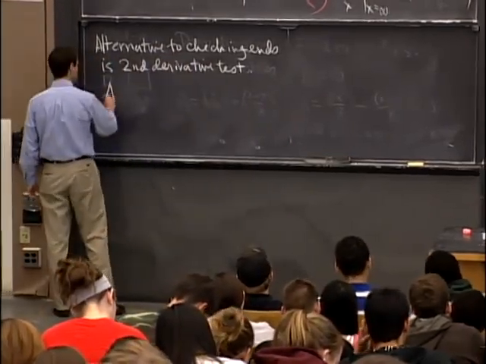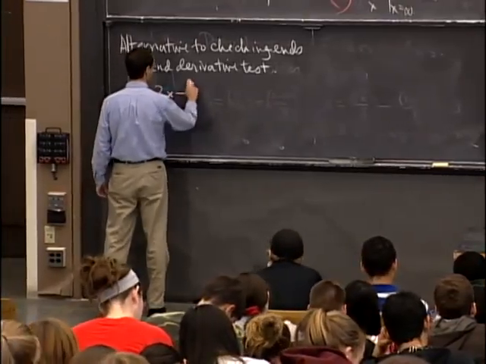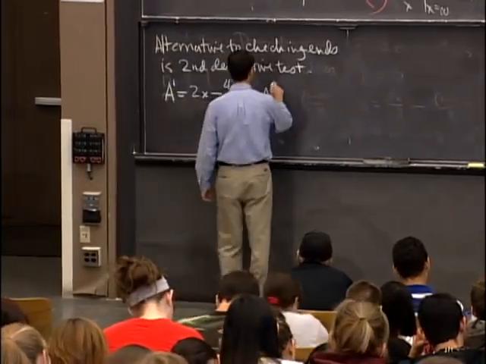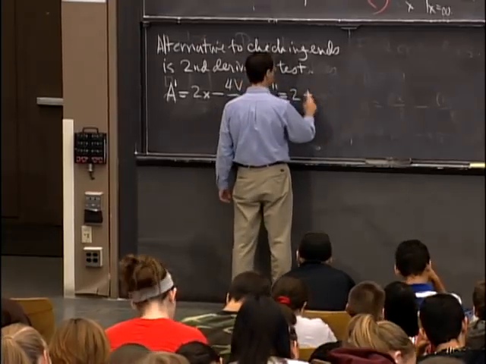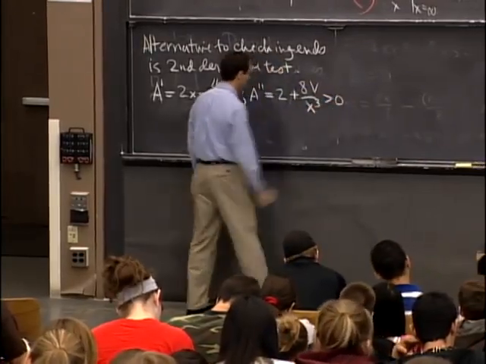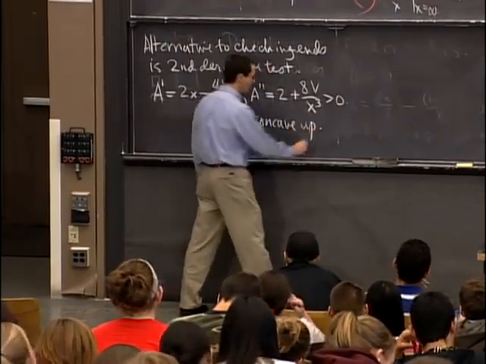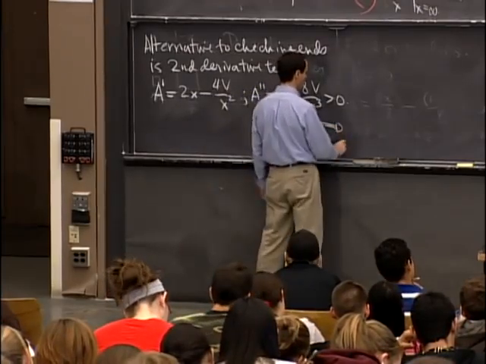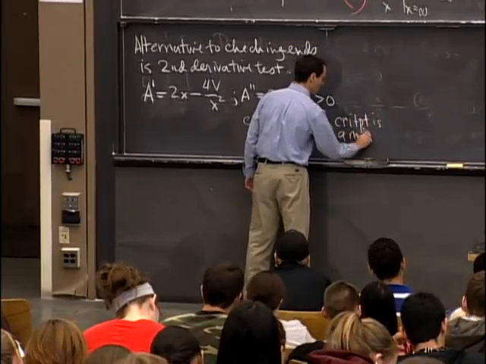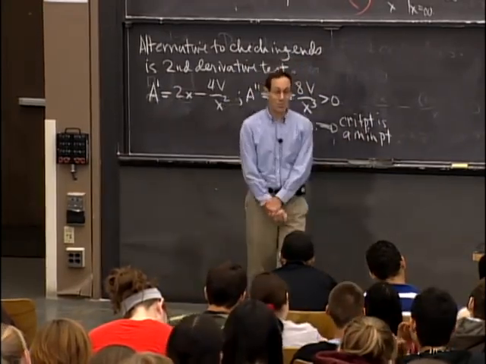If you take the derivative here, remember, this was whatever it was, 2x minus 4v over x squared. If I take the second derivative, it's 2 plus 8v over x cubed. And that's positive. So this thing is concave up. And that's consistent with the critical point being a minimum point. See, now I almost said is a min as opposed to minimum point. So watch out.